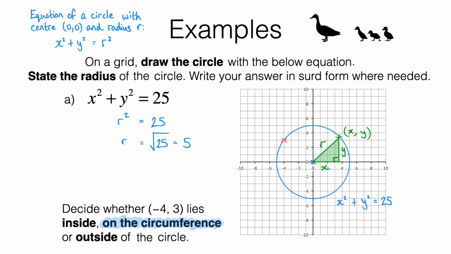Now, we could actually answer that without using the diagram at all. Remember, the equation of a line or a curve tells us something about the coordinates of every point on that line or curve. So, if a point belongs on the circle, that means its x coordinate squared plus its y coordinate squared must equal 25. And if you substitute the x and y values into here, you will find that negative 4 squared plus 3 squared equals 25. So this point satisfies this equation, which means this point lies on this circle.